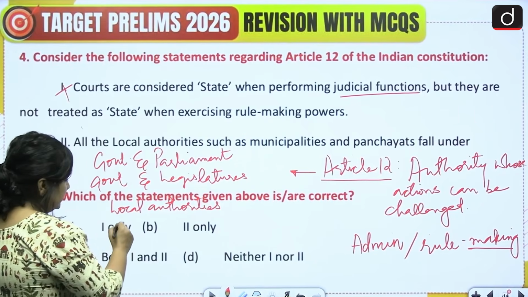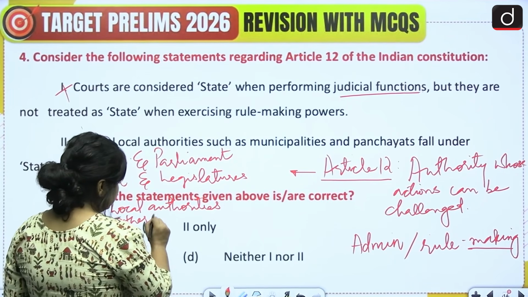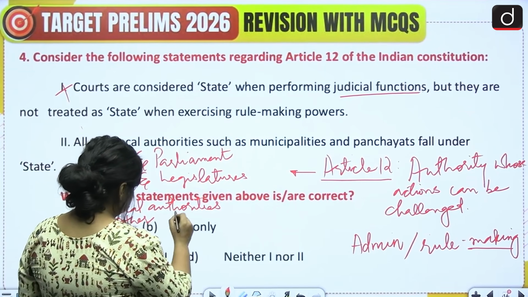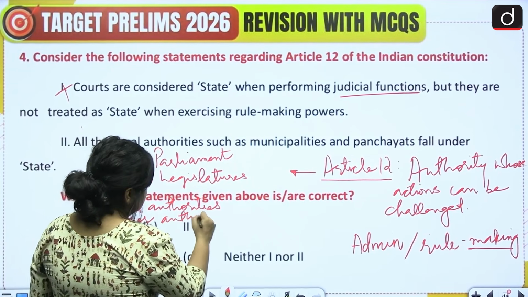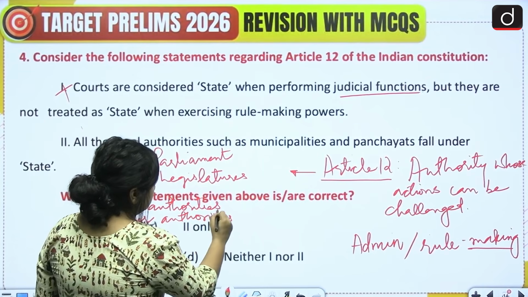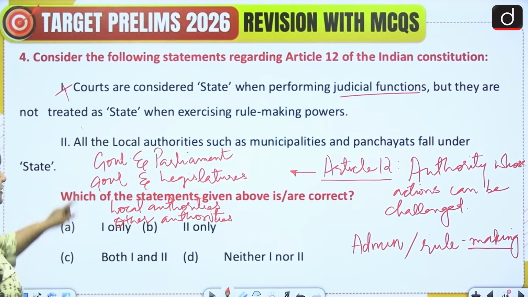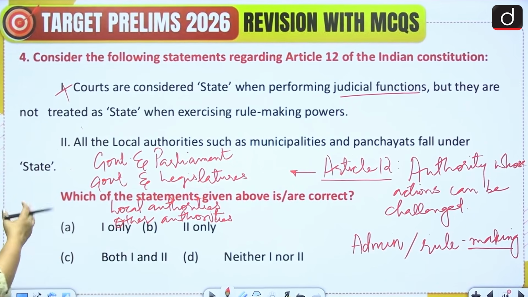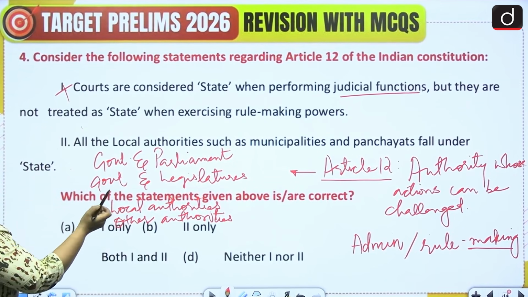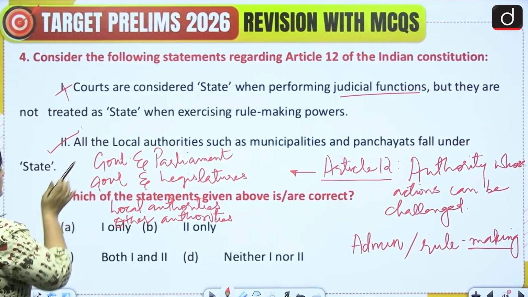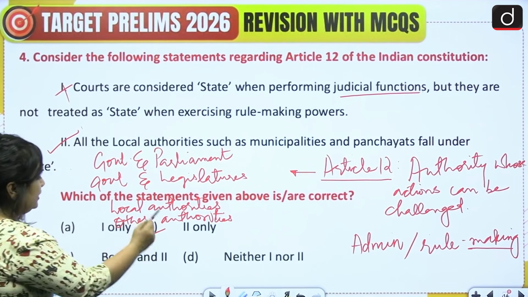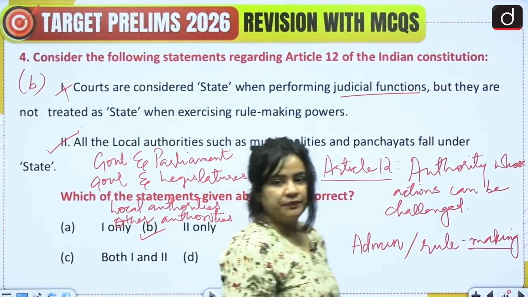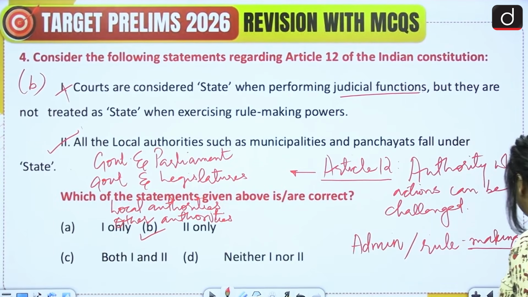And finally, we have other authorities like, for example, ONGC, SAIL. So, these are included in the definition of state under Article 12. And with this, if we look at the second statement, local authorities such as municipalities and panchayats do fall under the state, therefore this is correct. And we have two only, or option B as the correct answer. I hope things are clear by now.